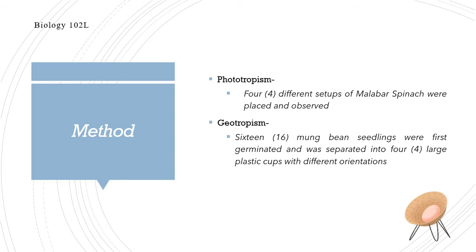For the geotropism experiment, 16 mung bean seedlings, or simply known as munggo, were germinated by putting these in a saucer with a wet paper towel until these had roots that were 1 cm in length. These then were placed and divided in 4 large plastic cups with different orientations, which are directly downward, upward, horizontal, and horizontal but with 1 mm of root tip excised. This is to observe gravity as a stimulus and how this affects plant growth.